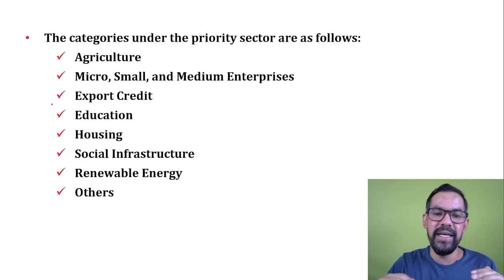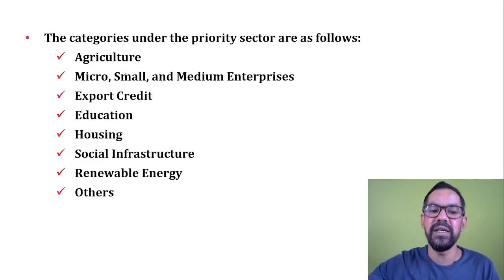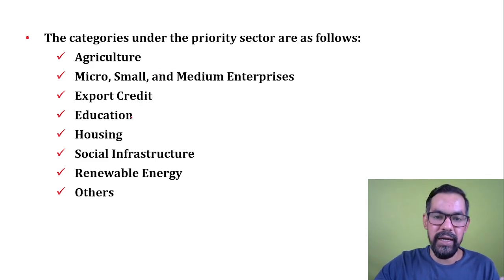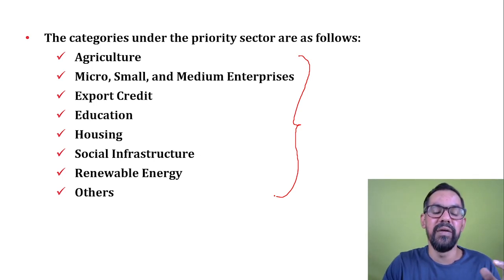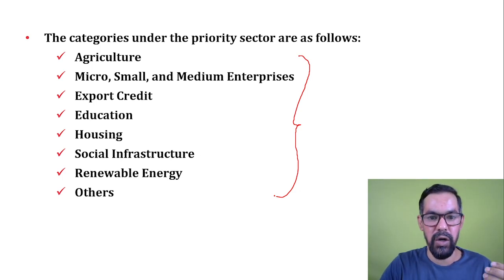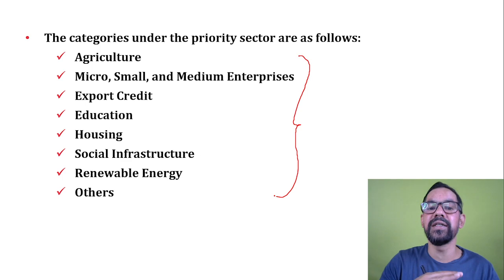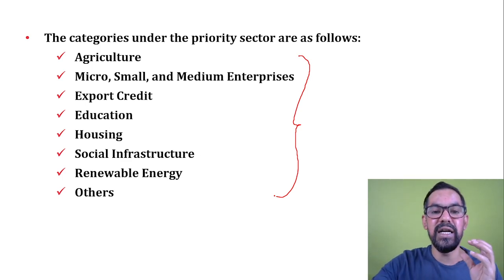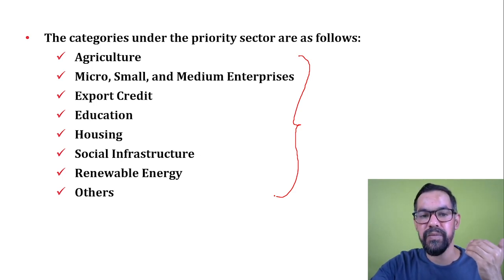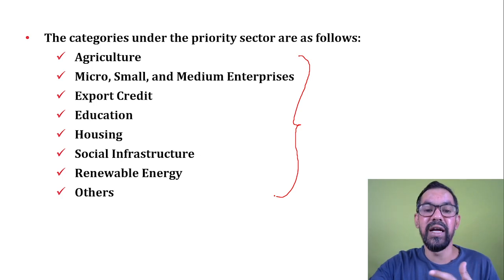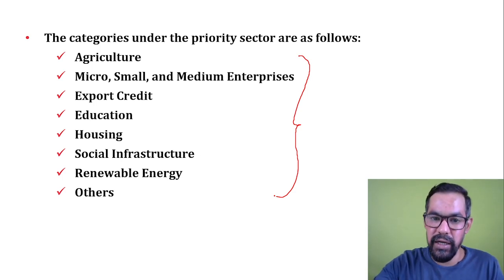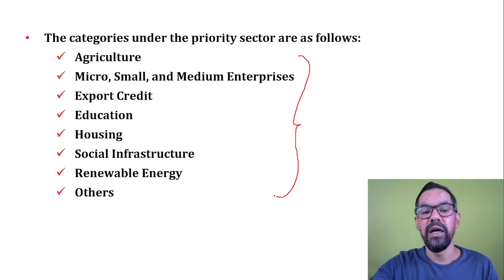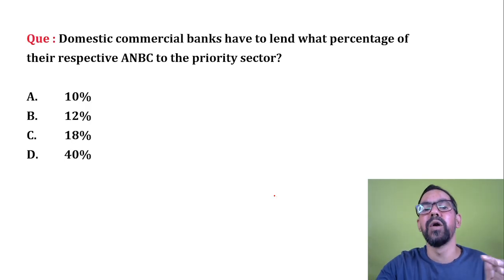Under priority sector we have these eight categories: agriculture, MSME, export credit, education, housing, social infrastructure, renewable energy, and weaker section or others. These are the eight sectors which are very important for the development of the Indian economy. That's why RBI categorizes these as priority sector, and there are some special provisions and a set of guidelines issued by RBI to banks, known as PSL norms. If you are running a banking business in India, you have to follow these guidelines.